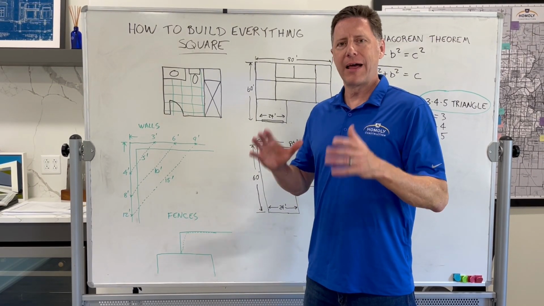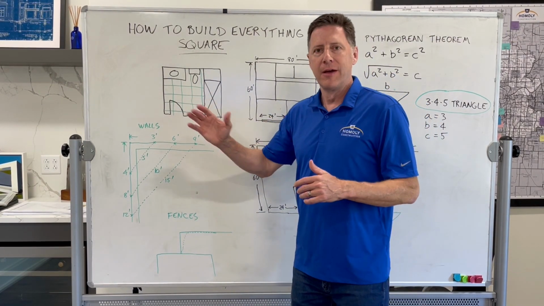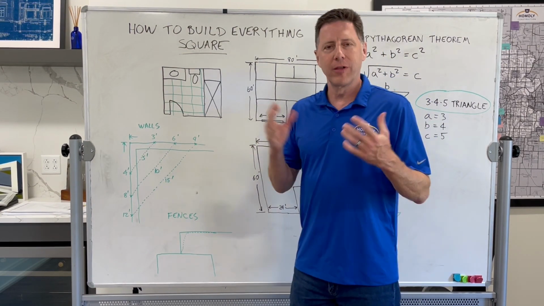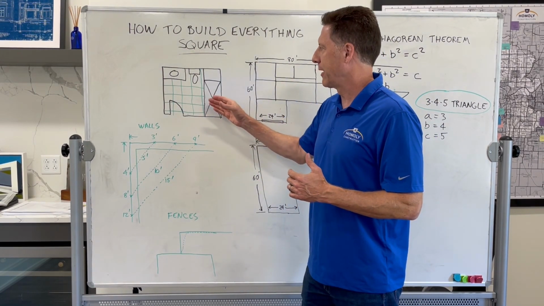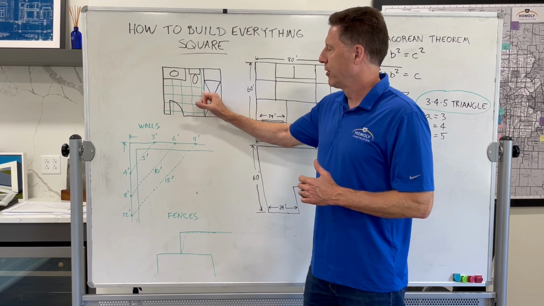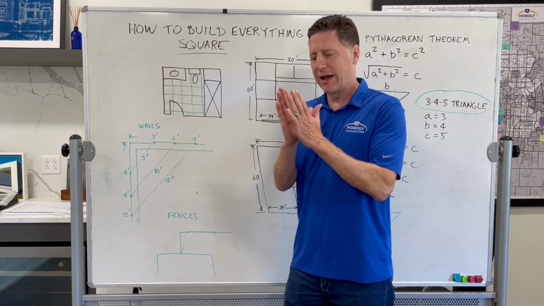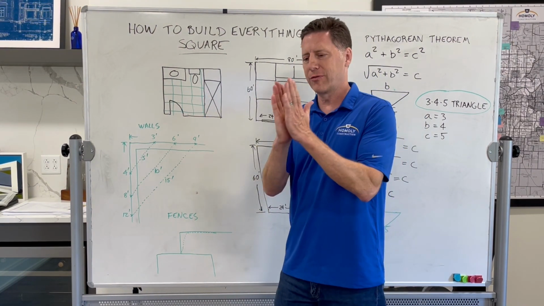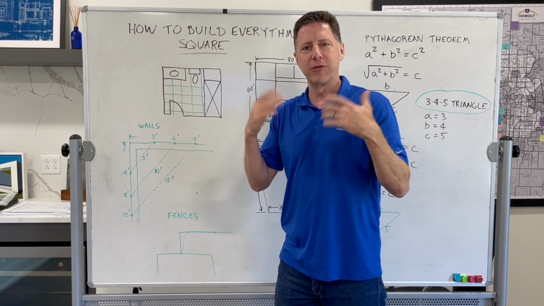Today we're going to talk about how to build everything square. You may notice sometimes in a poorly built home when you go into a bathroom and look at the tile on the floor, when you look close there'll be an edge of the tile that starts at the wall here and then kind of goes like this out, right? Well, you know that room wasn't square.